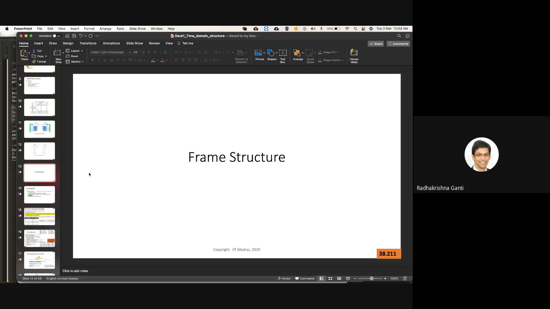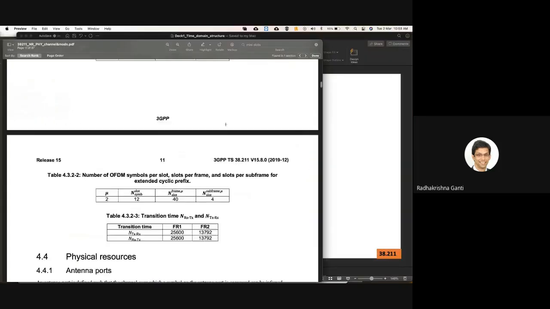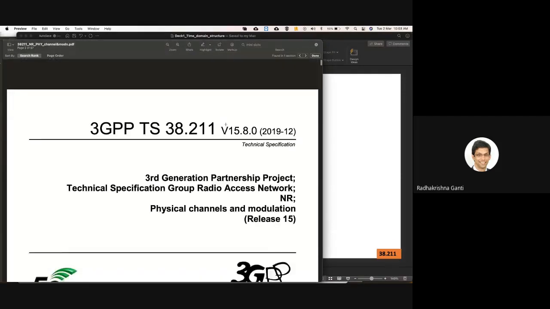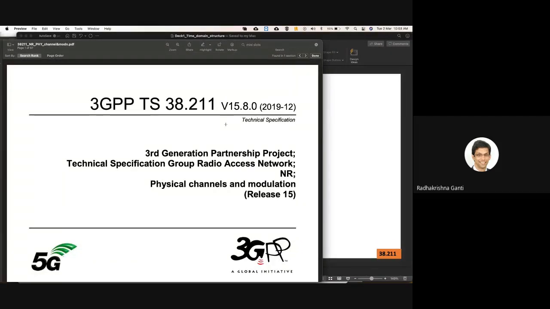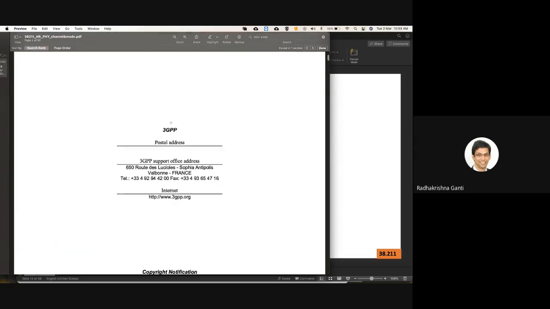Okay. So what we will do is the frame structure, I mean the time domain OFDM structure. We'll start with this document 38211. I'm going to open the 38211 document and then we will start going through that. This is, as I was telling last time, the main physical layer specification. This is what talks about the physical layer channels and modulation.